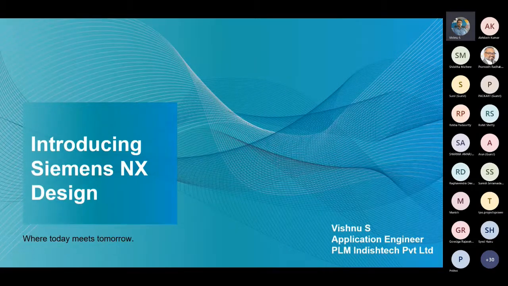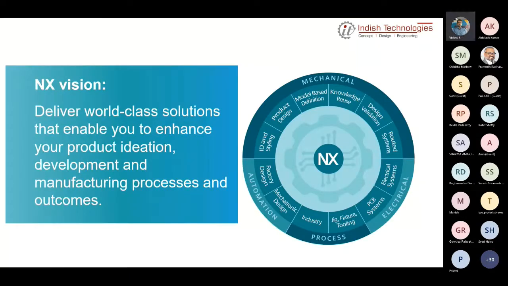We're introducing Siemens NX design. Siemens NX is a flexible and completely integrated solution that enables faster and powerful product deliveries. More than just a CAD solution, NX caters to various aspects of a product, from the design stage to validation and manufacturing. It's a complete integration of mechanical, electrical, process, and automation, which can be tailored as suitable to the user.